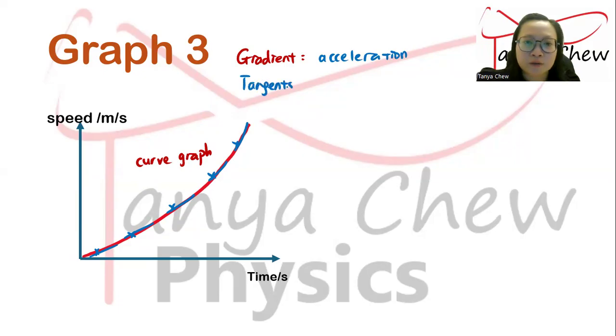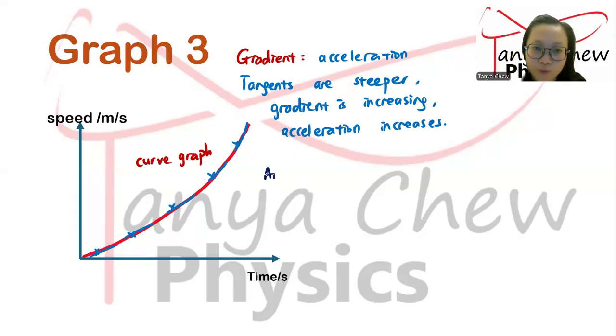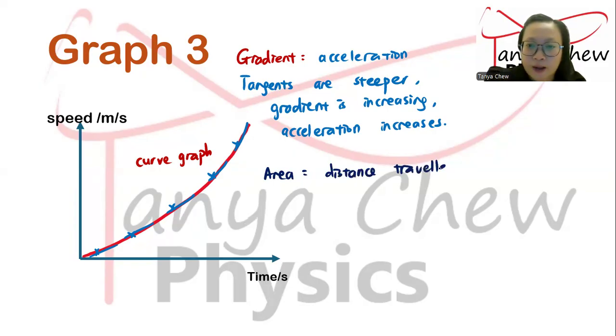Tangents are steeper. So when the tangents are steeper, it also means that the gradient is increasing. So when the gradient is increasing, that also means that the acceleration increases. The acceleration of the object increases. But what about the area under the graph? Area represents the distance traveled by the object.